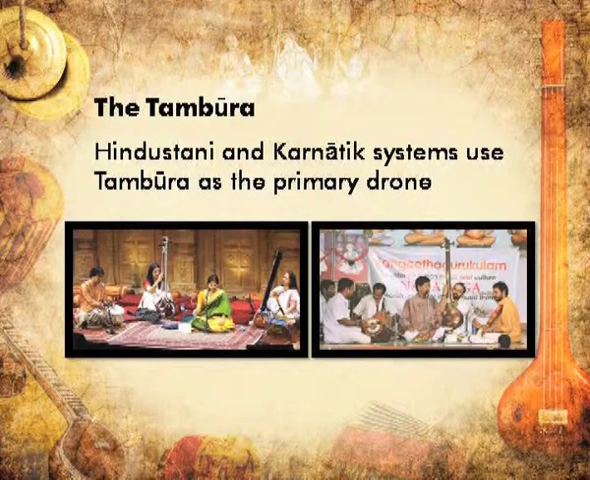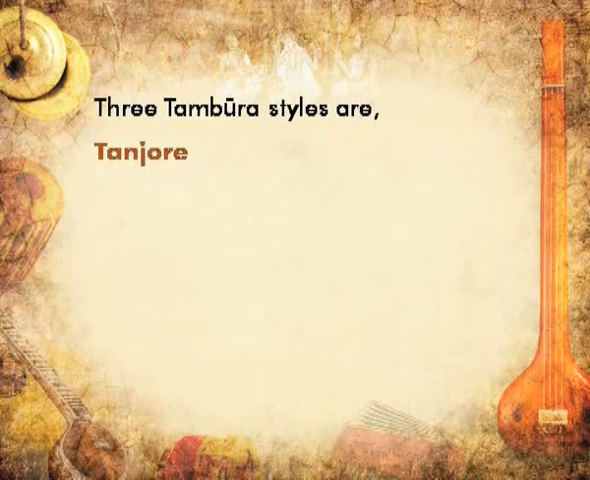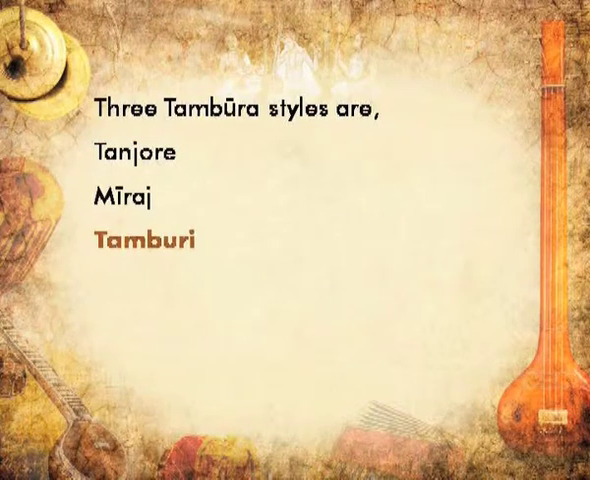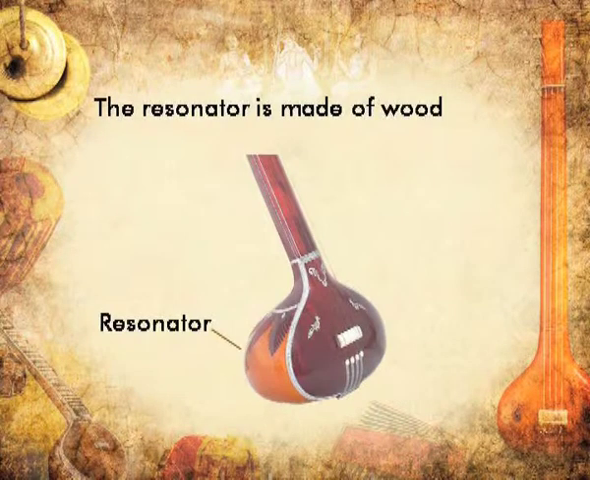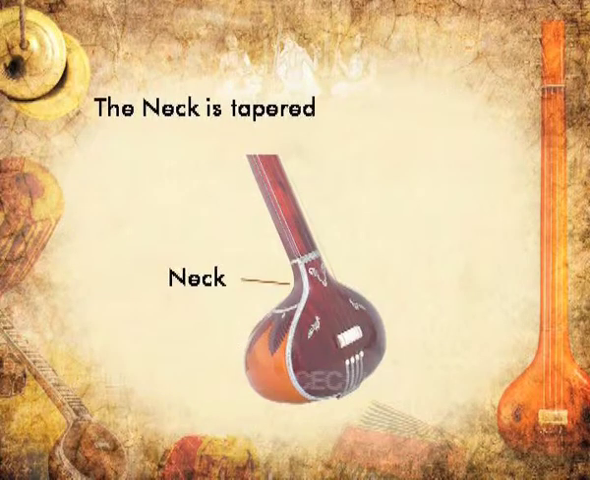The tambura. In both Hindustani and Carnatic systems of music, the drone is primarily played on the tambura. The 3 tambura styles are Tanjavur, Meeraj, and the tamburi. The Carnatic musicians of southern India favor the Tanjavur style. The resonator is made of wood and the neck is tapered.